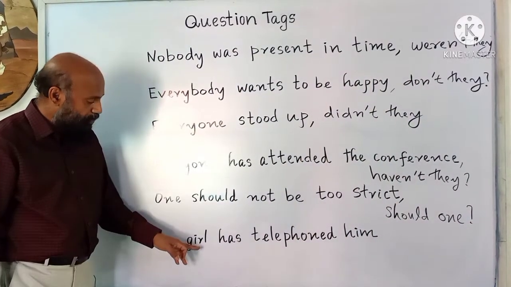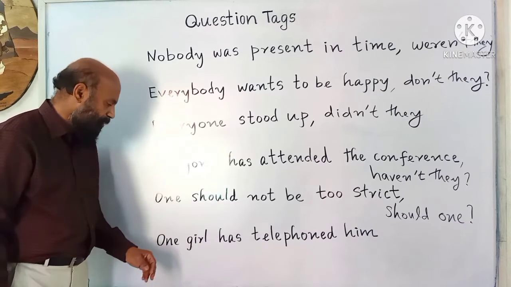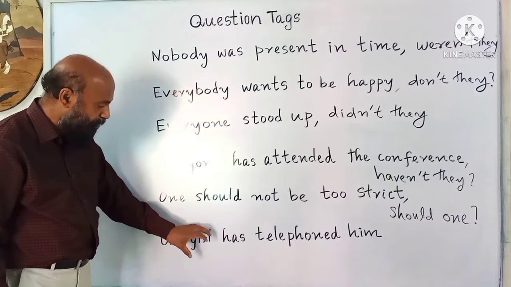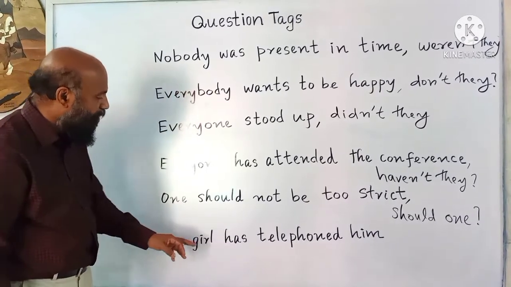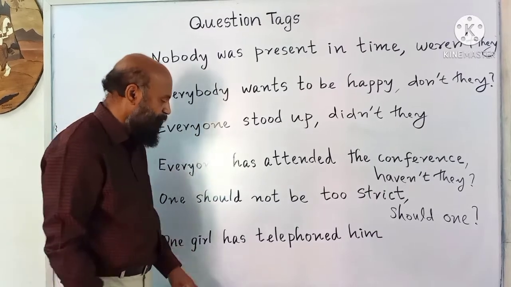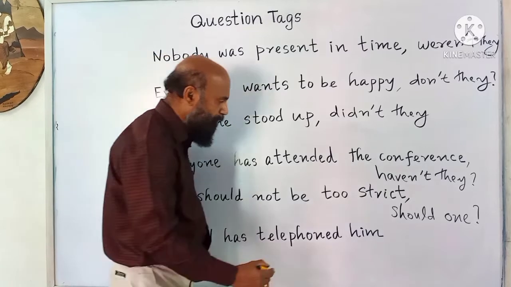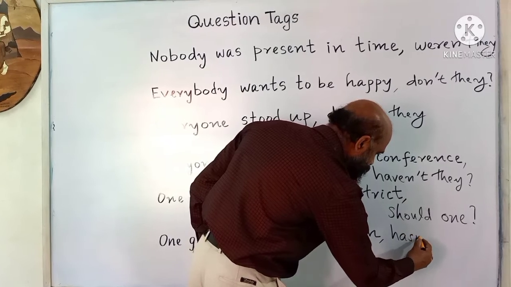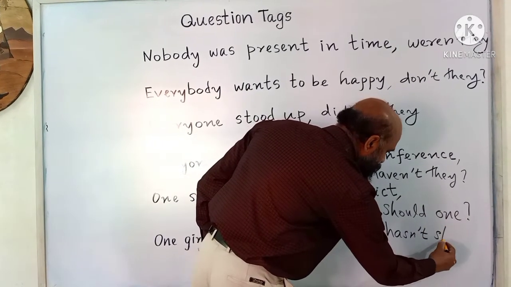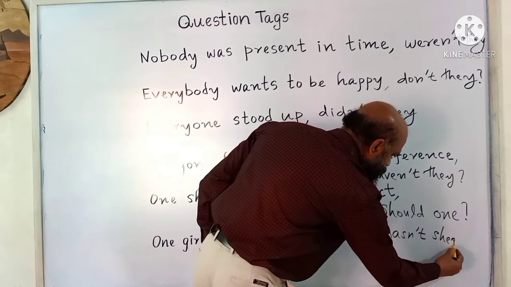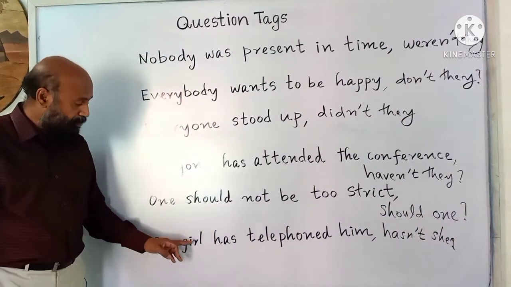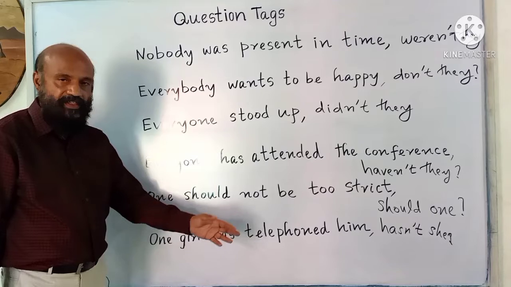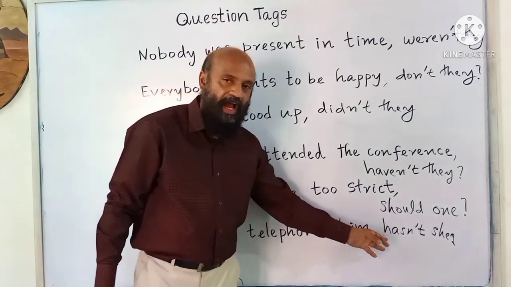Here you can see: one girl has telephoned him. Here the subject of the sentence is girl, not this one. So here the question tag is hasn't she. Here it is a positive sentence, so the question tag is to be negative. So hasn't she. Because here the subject is girl, the pronoun for girl is she. Then a positive sentence, so the question tag is negative. So hasn't she.